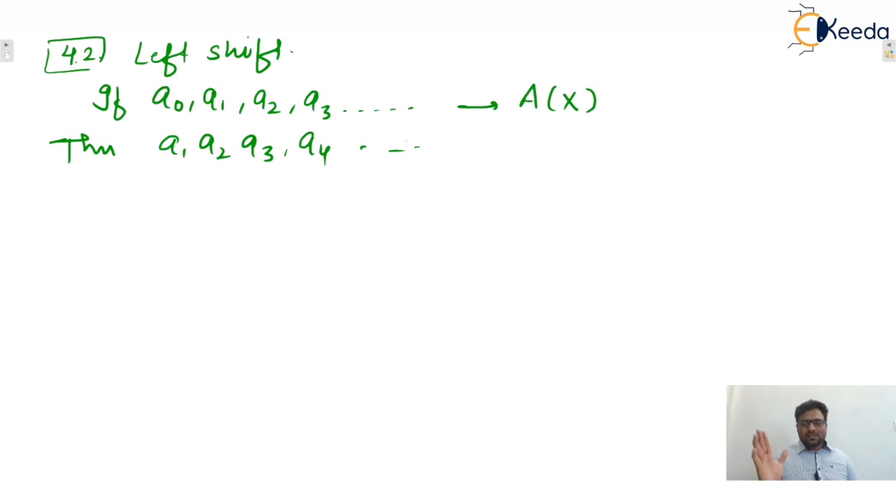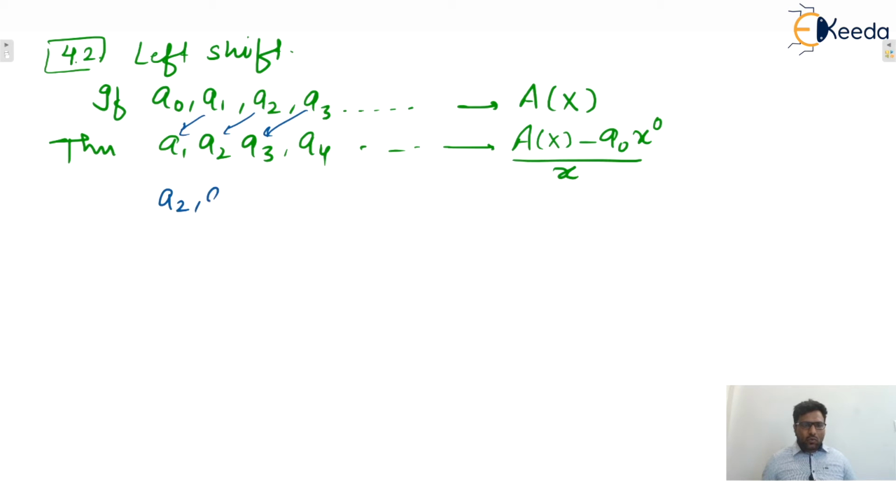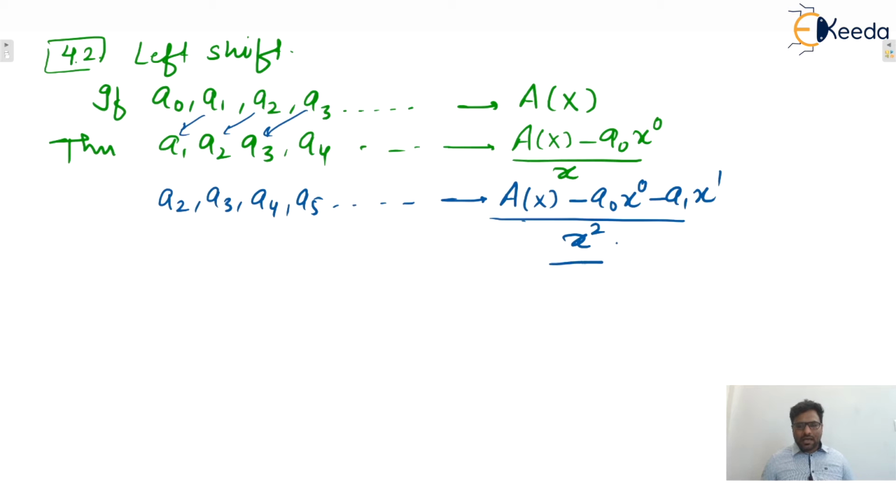That means this sequence is shifted in the left direction by one place, and a naught vanishes out, yes or no? Now what will be the corresponding generating function? So remember, this one will be Ax minus a naught x power 0, divided by x. How it came, we'll see with one example. Next one, if it is shifted two times, it becomes a2, a3, then a4, then a5 up to infinity. Then the corresponding generating function will be Ax minus a naught x power 0 minus a1 x power 1, divided by x square, and so on.